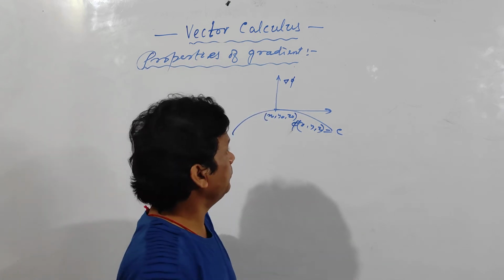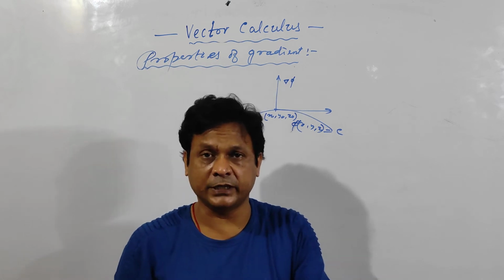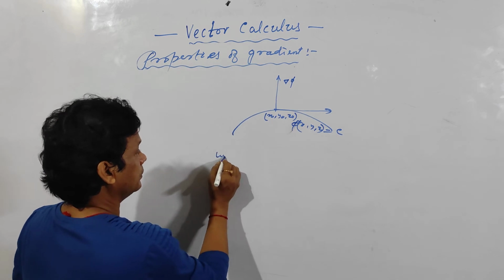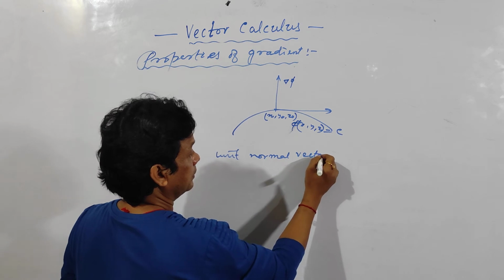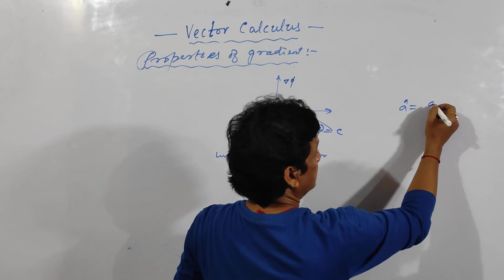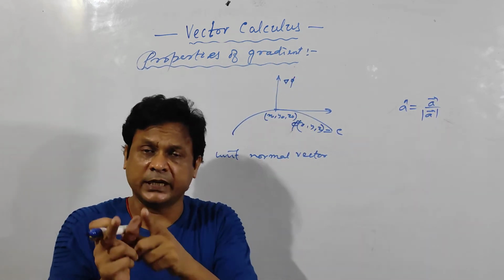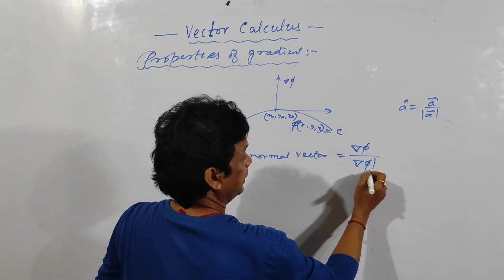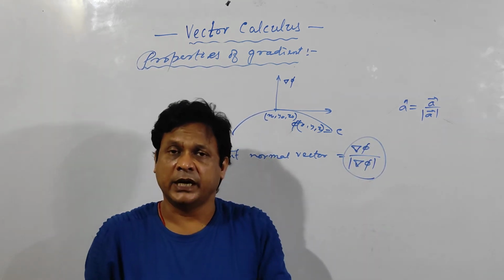Clear? And if you want to find out the normal vector, then it is grad phi. And if you want to find out the unit normal vector, that means n cap. What is n cap? It is a vector by a vector mod. And here grad phi is a normal. So the unit vector along grad phi is grad phi by grad phi mod. Clear?